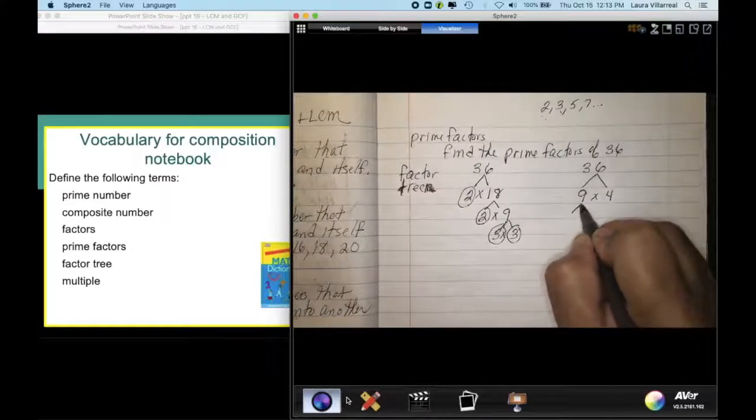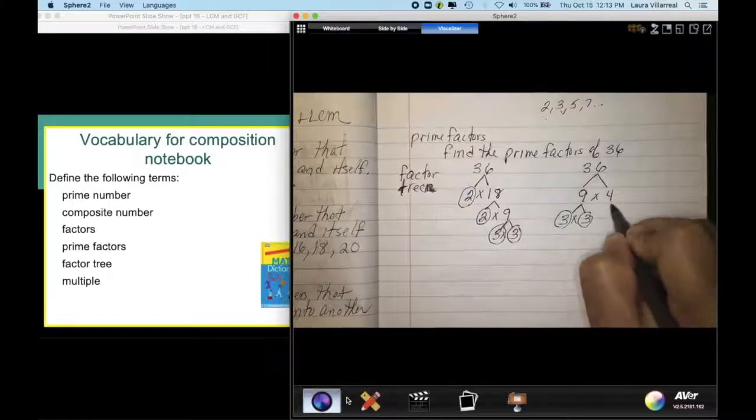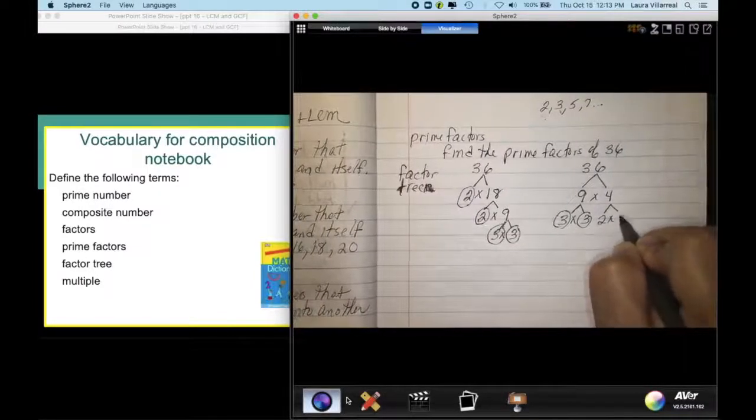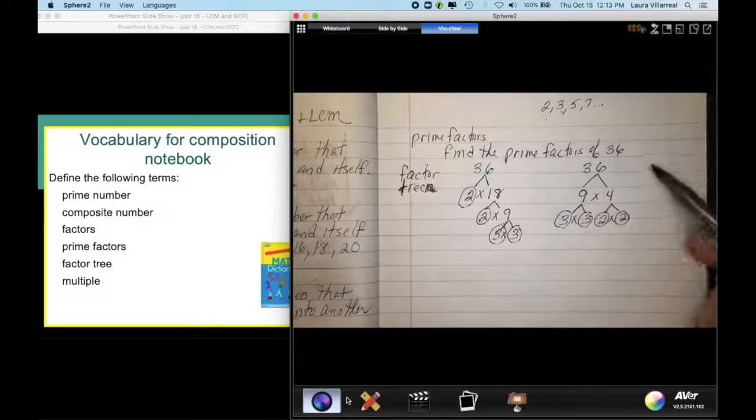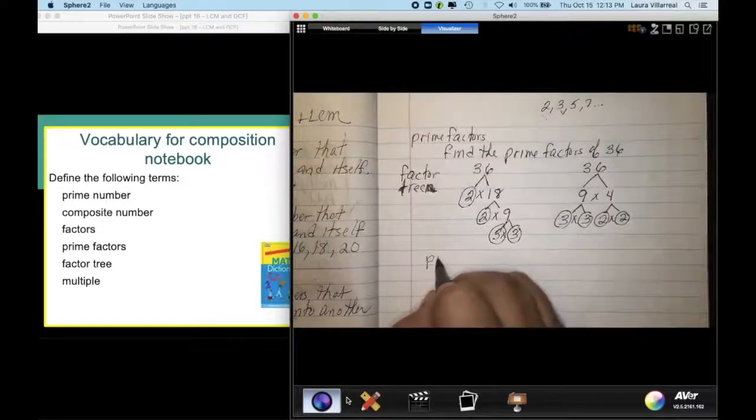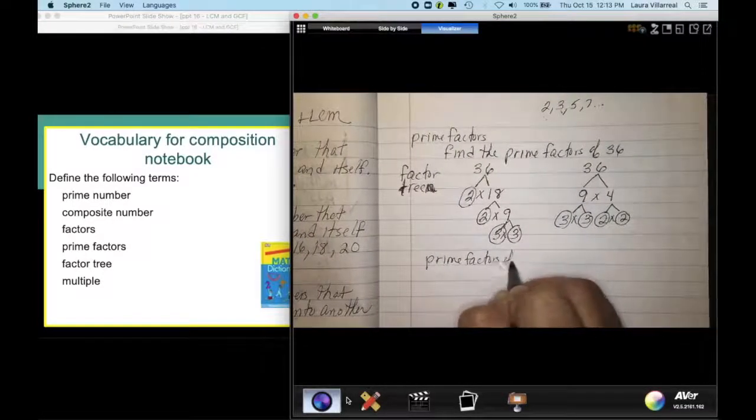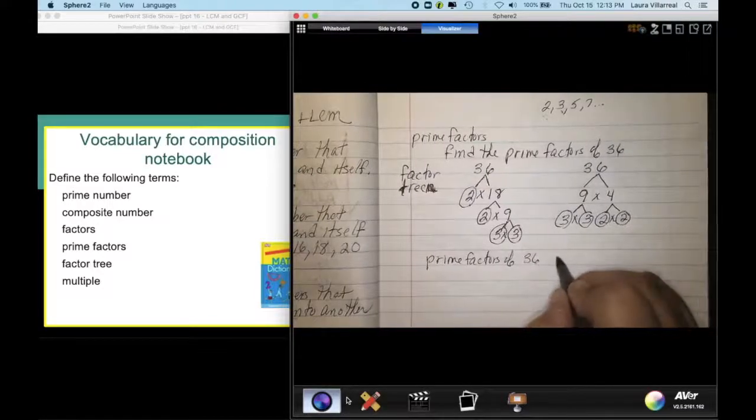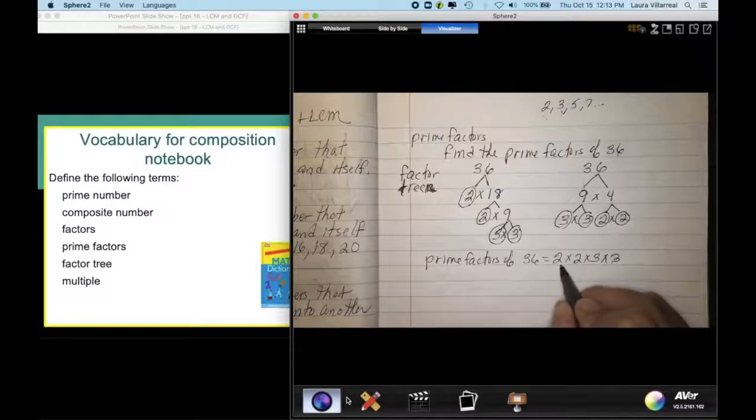So the factors of 9 are 3 times 3. Those are prime. And the factors of 4 are 2 times 2. So either way, I end up with the same number. So the prime factors of 36 are 2 times 2 times 3 times 3. Notice that you don't have to put them in order, but it sure is a lot nicer when you put them in order from smallest to largest.